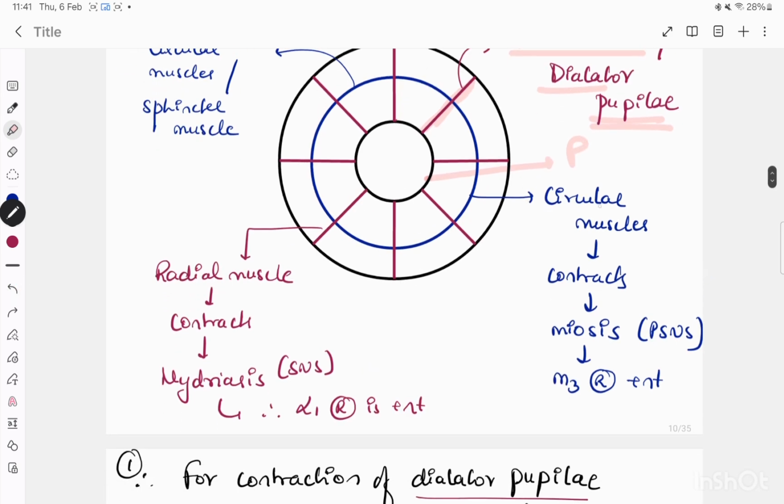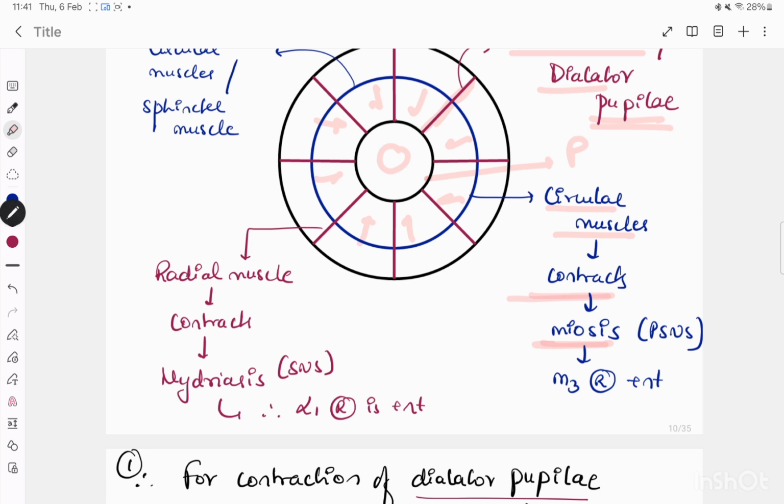I have written that the circular muscle, this blue colored muscle, when it contracts, what will happen? It will just move forward like this, because whenever a muscle contracts, its length decreases. Its length decreases and this guy moves forward, and therefore the pupil size also decreases. So what is taking place? Miosis is taking place. Now, everybody gets confused about which receptor is present where. So to remember it, I am telling it to you in this way.